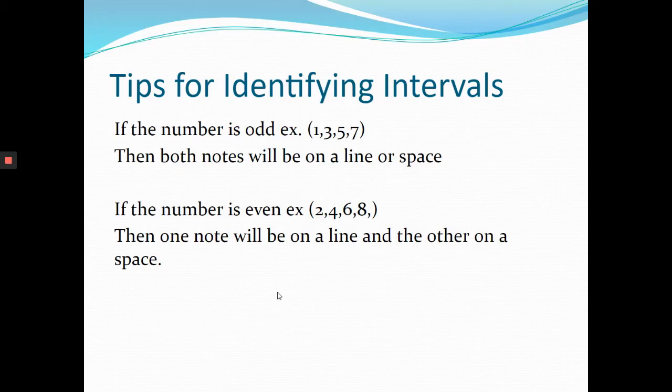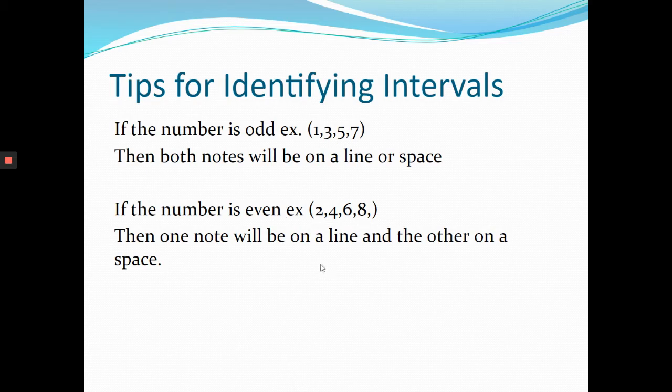All right. So now that you guys know how to do it, tips for identifying intervals. Here's a real quick tip. If the number is an odd number, meaning if it's a unison, which is number 1, a third, fifth, or seventh, then both notes will be on the same line or space. I'm sorry, not the same line. They will both be on a line or they will both be on a space. Okay? If you see both of them on a line or both of them on a space, it's going to be an odd number.